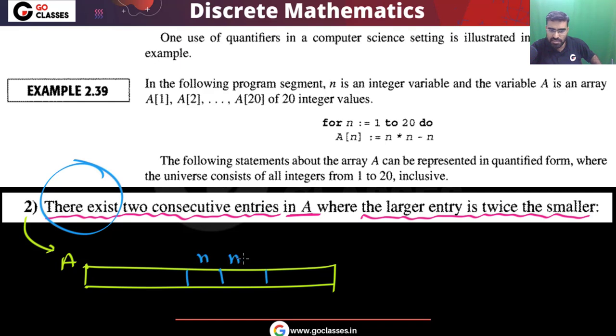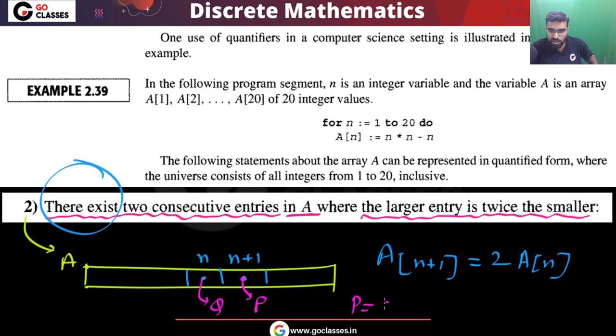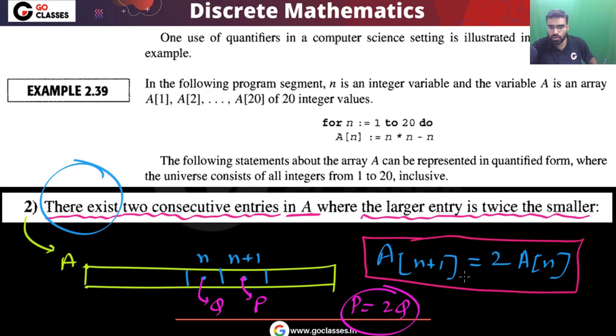Let's assume these are n and n plus 1, consecutive entries. So there exist two consecutive entries in A, where the larger entry, this value, an plus 1, is twice the smaller value. Let's assume this value is p and this value is q. Then it simply means the larger value is twice the smaller value, p is equal to 2q. Means I can say an plus 1 is equal to 2an.